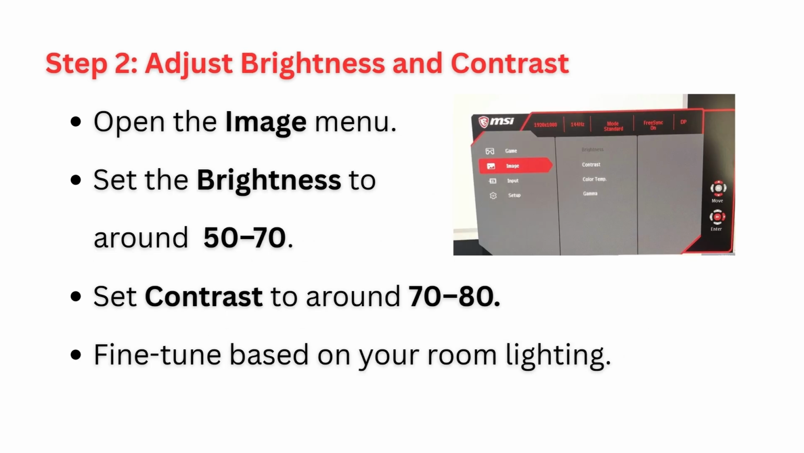Step 2. Adjust brightness and contrast. Open the image menu, set the brightness to around 50 to 70, set contrast to around 70 to 80, fine tune based on your room lighting.